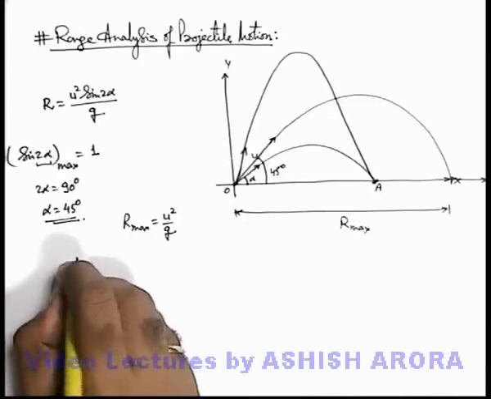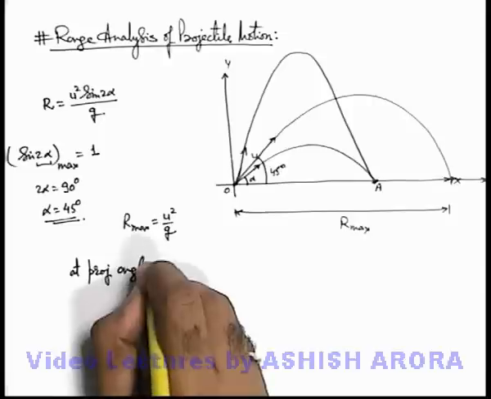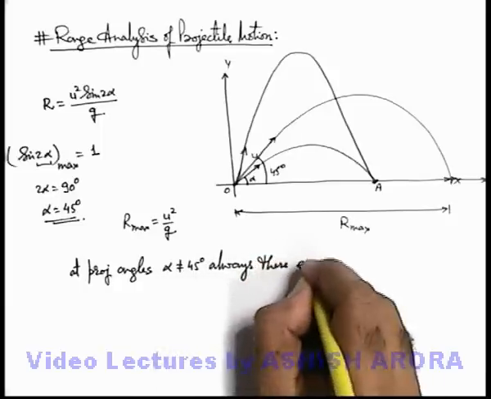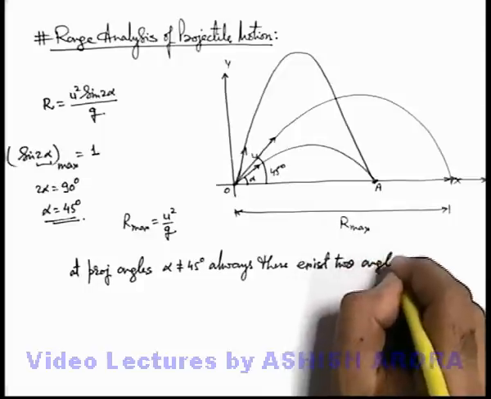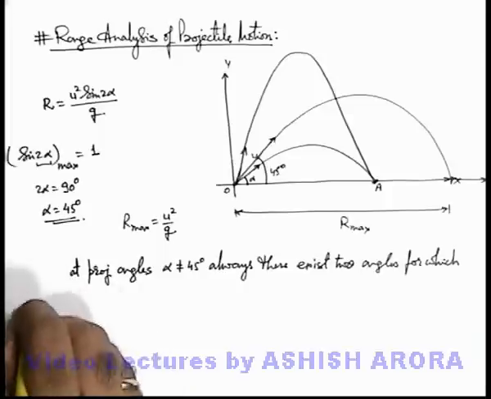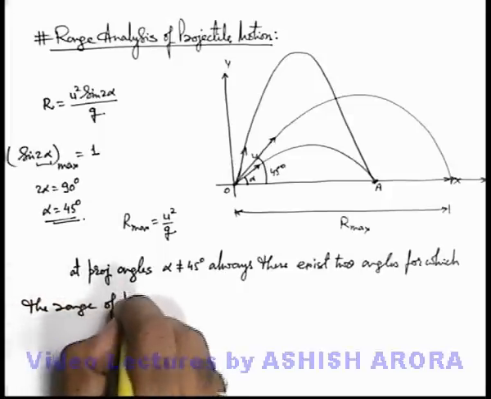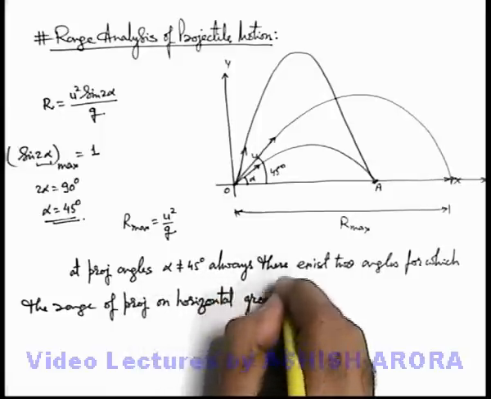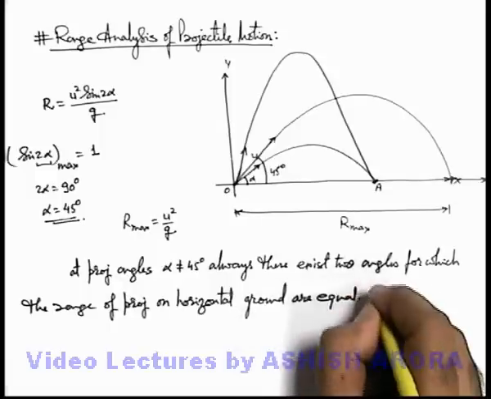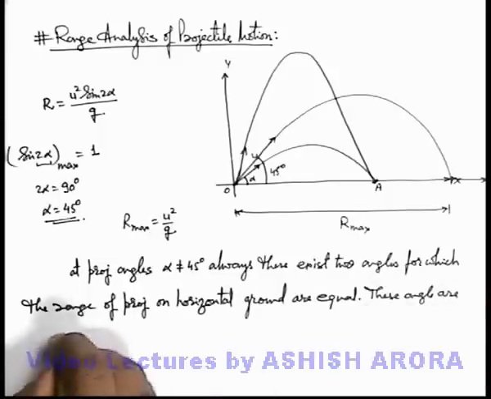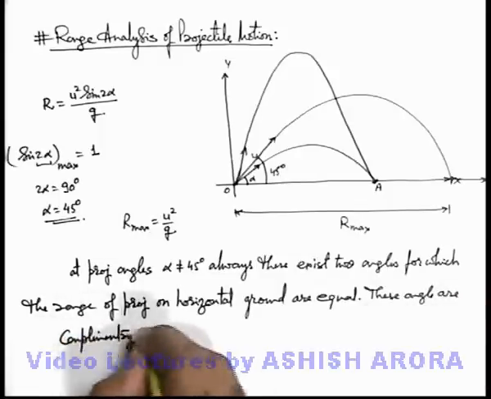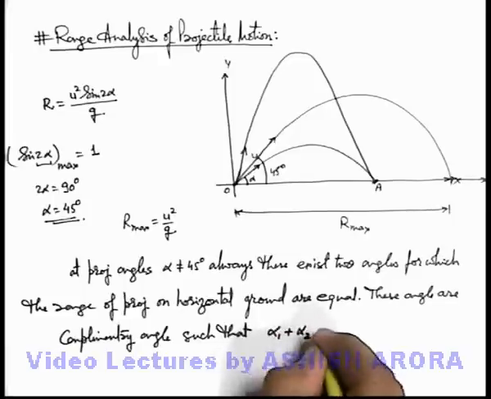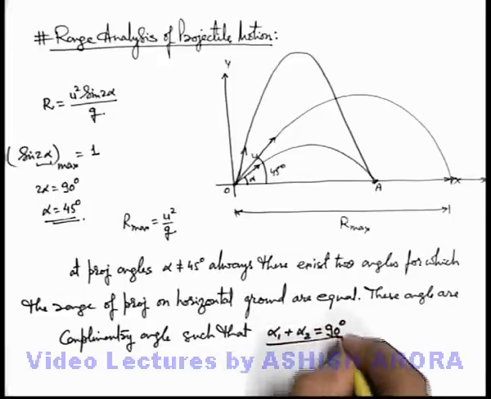So we can simply write that at projection angles alpha not equal to 45 degree, there always exist two angles for which the range of projectile on horizontal ground are equal. These angles are complementary angles, such that, say if these angles are alpha 1 and alpha 2, then alpha 1 plus alpha 2 will be equal to 90 degree, which we term as complementary angles.